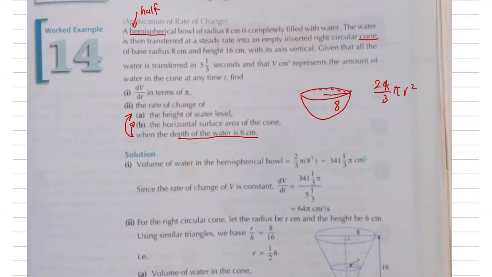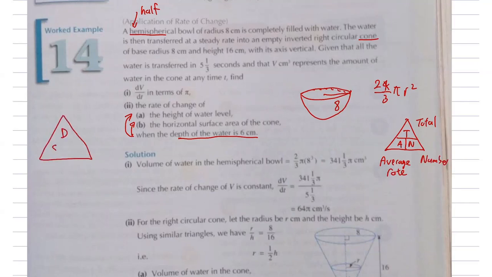Okay, then after that, for part 1, they tell you to find dV by dt in terms of pi. Since the volume here is a constant, when we want to find the rate of change, all we need to do is to use the tan triangle. Do you know what's a tan triangle? It's just a general version of DST. Do you know DST?